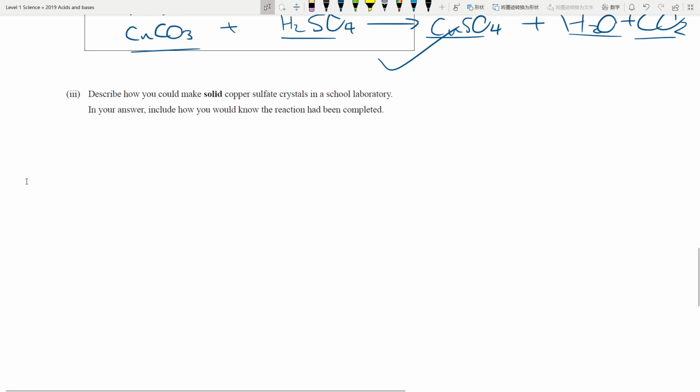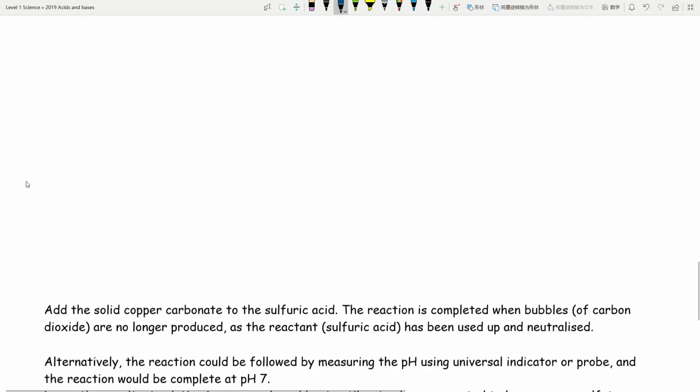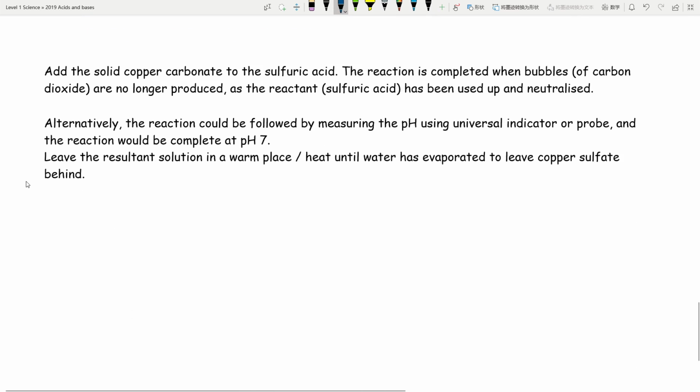Describe how you make solid copper sulfate crystals in the school laboratory. I'm just going to go straight into the answer. It's pretty much just mixing the things together, waiting until the bubbles finish, and then you just get the salt. That's pretty much it. This is actually a really poor method or poor question, because in reality you're not going to wait, you're not going to keep measuring the pH. No one's going to do this.